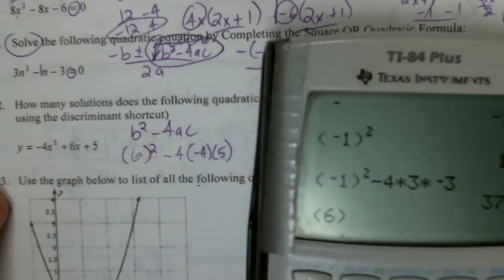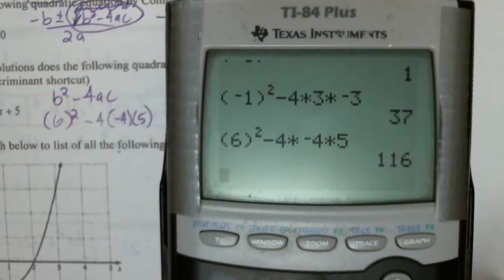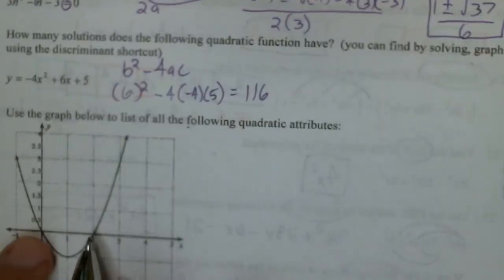6 squared minus 4 times negative 4 times 5. That's 116. So if that number is positive, guys, I know that my graph is going to cross the x-axis in 2 different spots. I know I'm going to have 2 solutions.